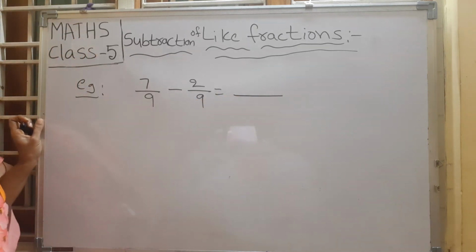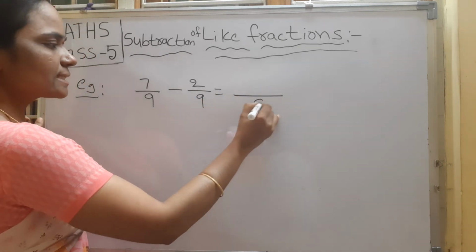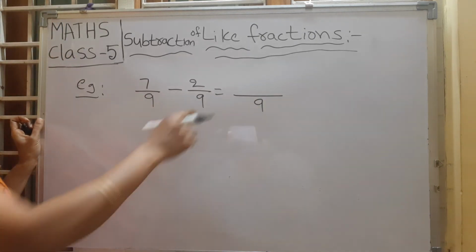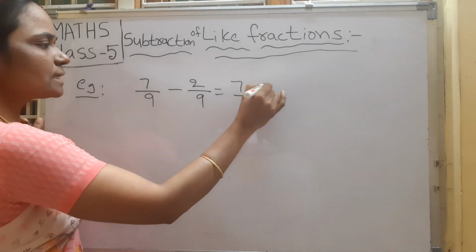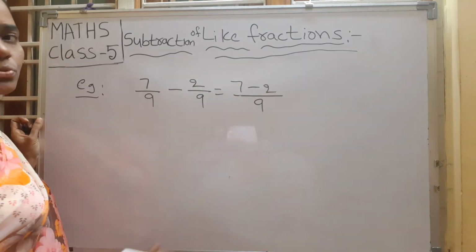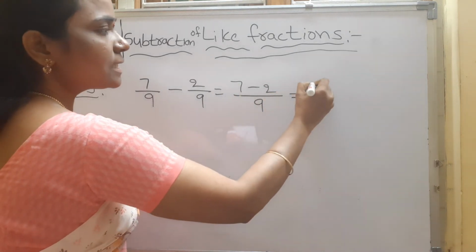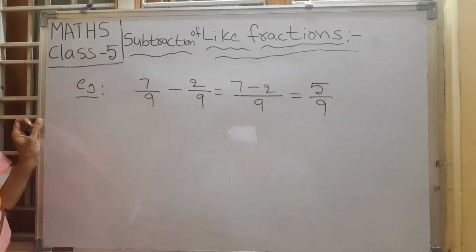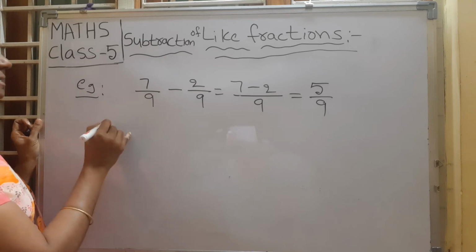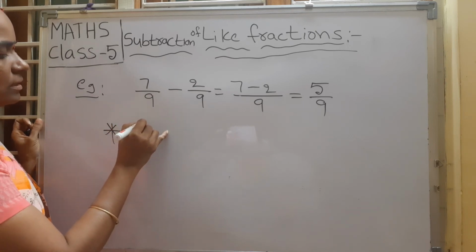So the denominator is the same. So take the common denominator and subtract the numerators. So here we have to subtract the numerator, that is 7 minus 2. 7 minus 2, how much, children? 5. 5 by 9 is the answer. Okay? Yes. Now take another example.